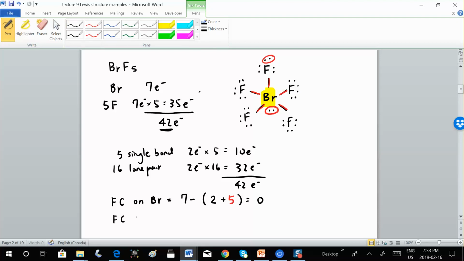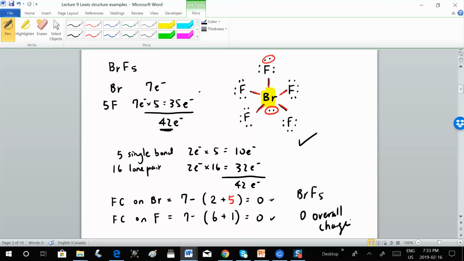And you can apply the same calculation to fluorine. Number of valence electrons, minus the sum of non-bonding electrons, plus the number of bonds, gives you 0. So again, this is the correct Lewis structure. All the formal charges are 0, and they add up to the overall charge of this compound, BrF5, which is 0 overall charge.